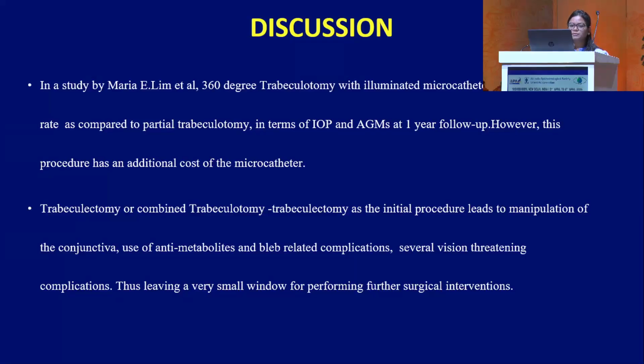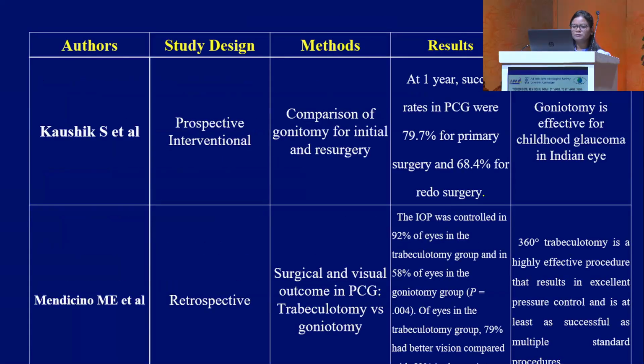A study conducted by Maria Lim et al. had shown 360-degree trabeculotomy with illuminated microcatheter to have success of 85.71% as compared to partial trabeculotomy in terms of intraocular pressure and AGM at 1 year. Also, trabeculectomy or combined trabeculectomy with trabeculotomy will lead to manipulation of conjunctiva and use of antimetabolites and will have bleb-related complications. So there are a few studies by Kaushik et al.